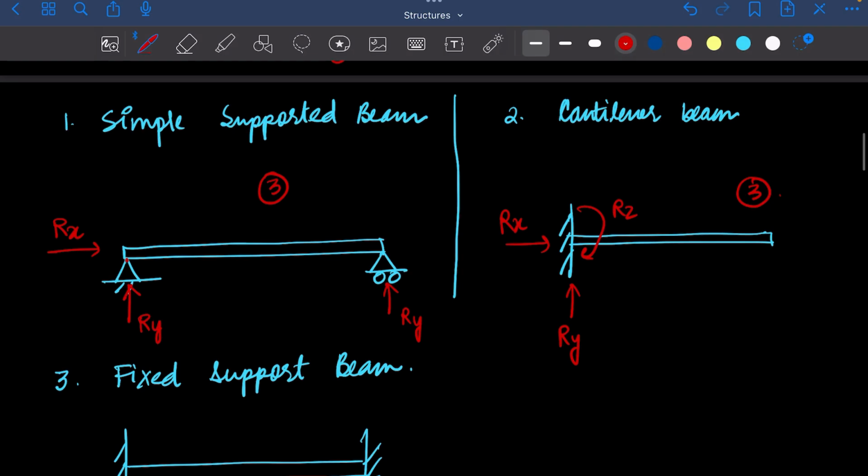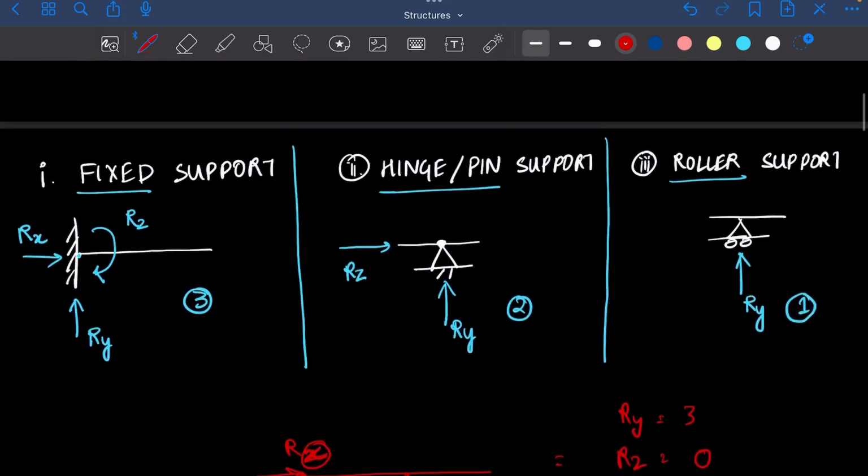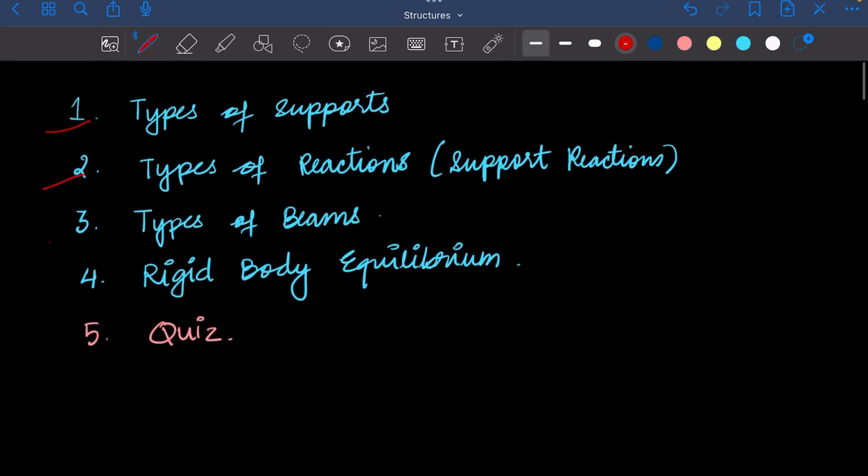Fixed beam means it has fixed support on both sides. Okay. So Ry, Rx, Rz, and again Ry, Rx, Rz. Let's call it Ry1, Ry2, Rx1, Rx2, Rz1, Rz2. So in total, it will have six reactions. Clear? So we know what the different types of beams are.